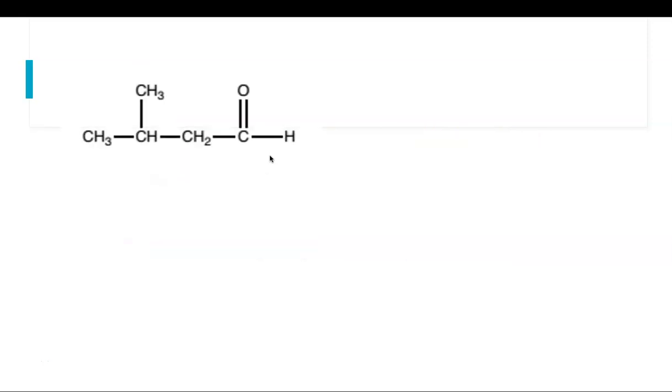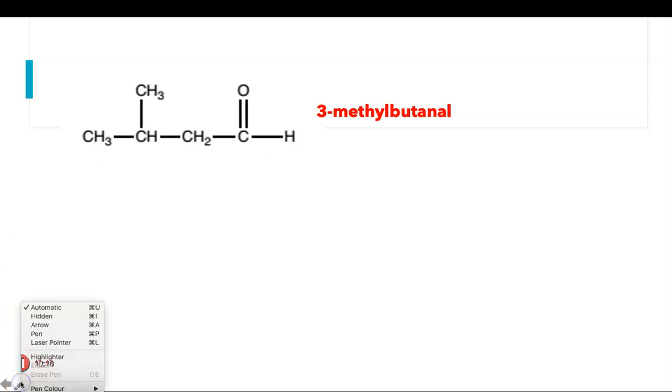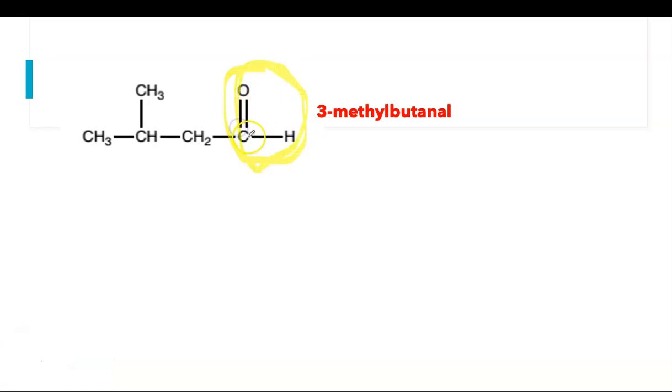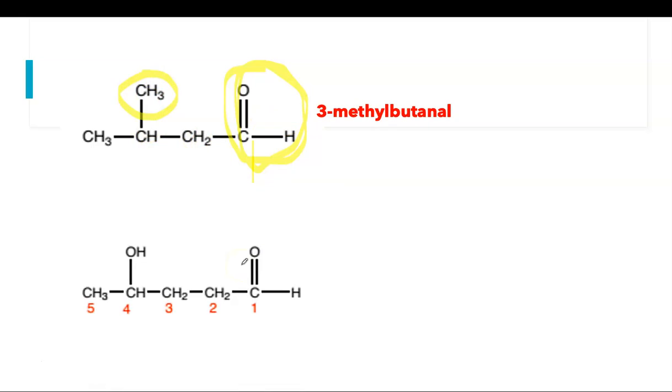Okay, this one, there's an aldehyde group here, so we will give priority to the aldehyde as carbon 1. And if I highlight this for you, because I think it's important, there's your aldehyde. So that's carbon 1. This is carbon 1, 2, 3, methyl on carbon 3, so 3-methylbutanal.